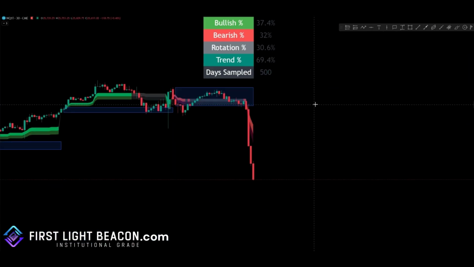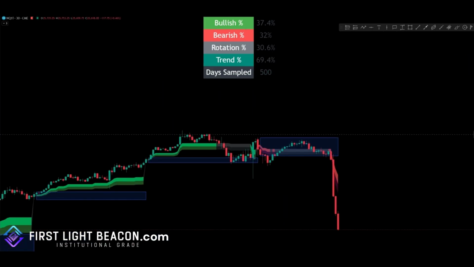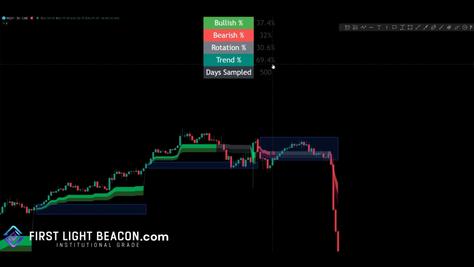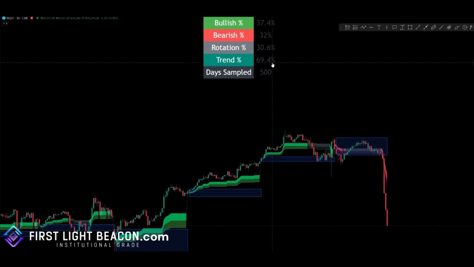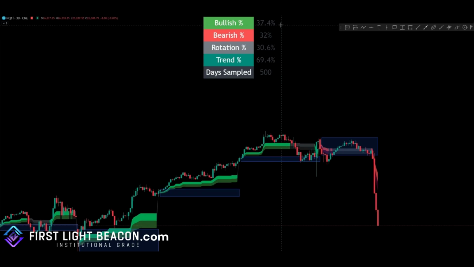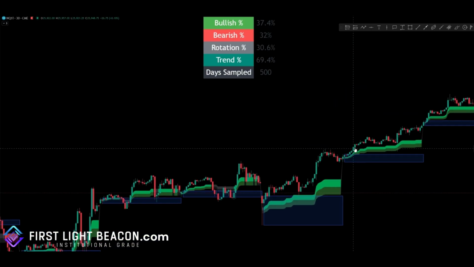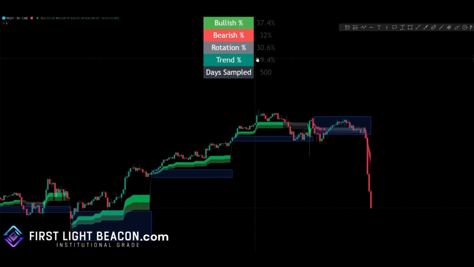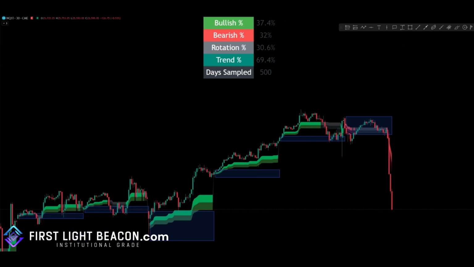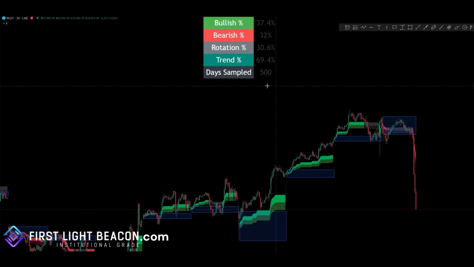So how this works, basically, this is 500 days sampled, and we're getting 69.4% trend. What that means is if it went bullish or bearish, it stayed that way, right? Like this right here, boom, boom, it just kept going up. And then rotation means it rotated down through, and then we got our bullish or bearish. But 69.4%, that's a massive edge. And this is over 500 days of sample, because you can come in here and hit the sample.